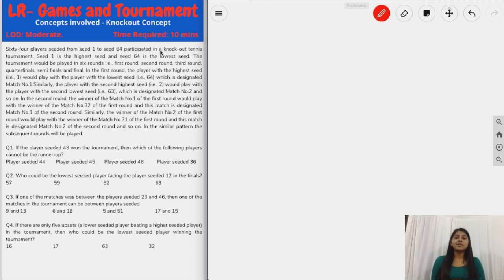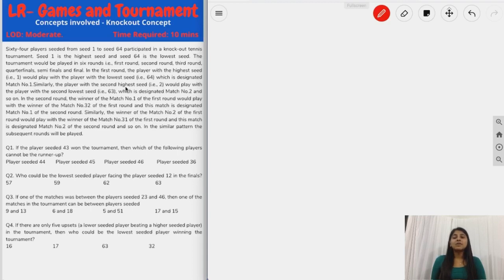64 players seeded 1 to 64 participated in a knockout tennis tournament. Seed 1 is the highest seed and seed 64 is the lowest. The tournament would be played in 6 rounds, 1 to final. Okay, in first round, the player who was the highest seed, that is 1, played with the lowest seed, that is 64, which is designated as match number 1.